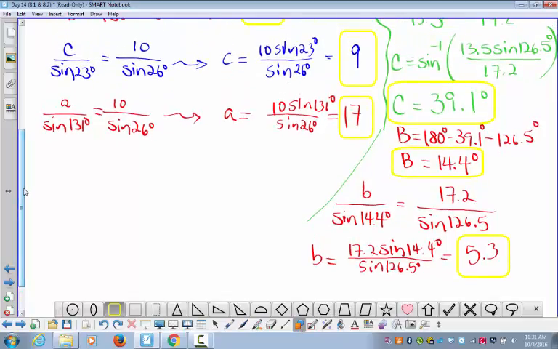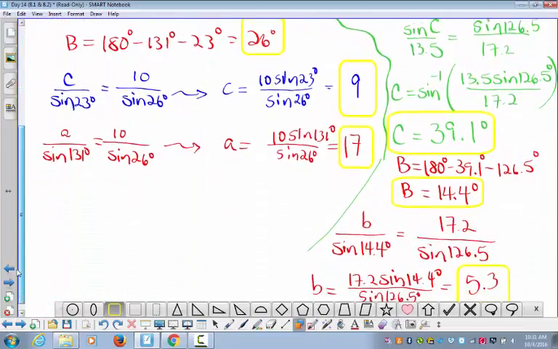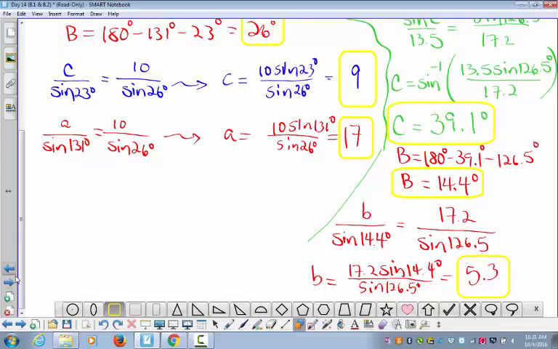Law of sines? Ooh, before we get to that. So any questions on law of sines so far?